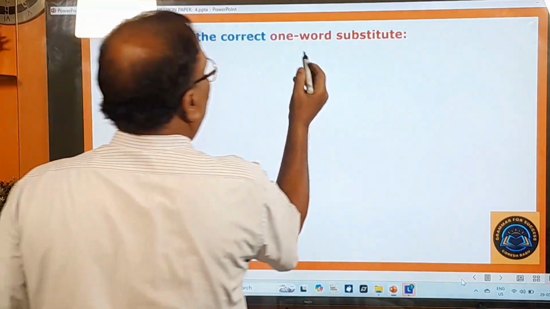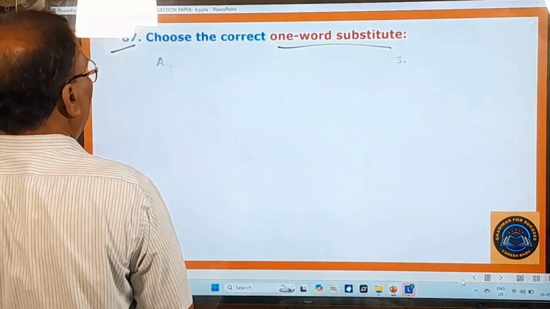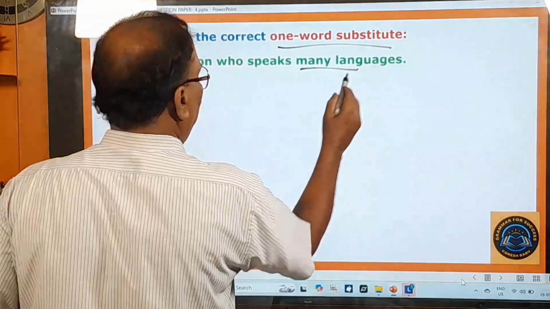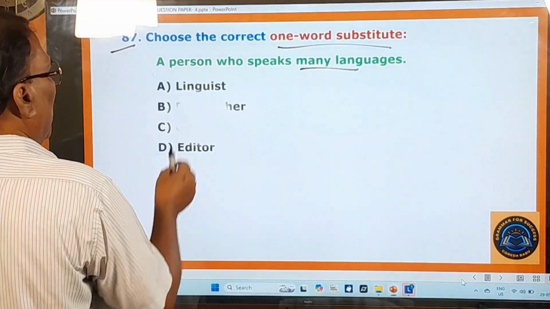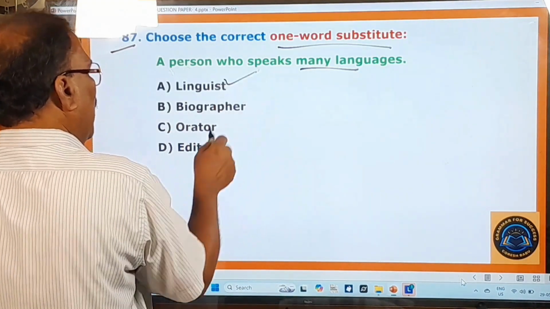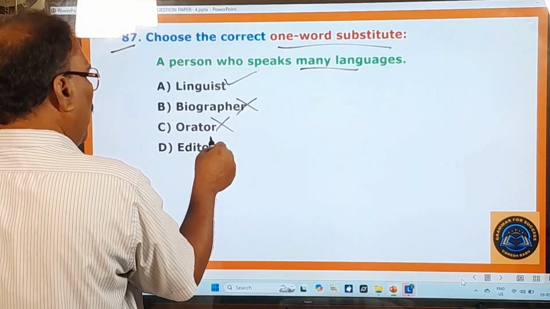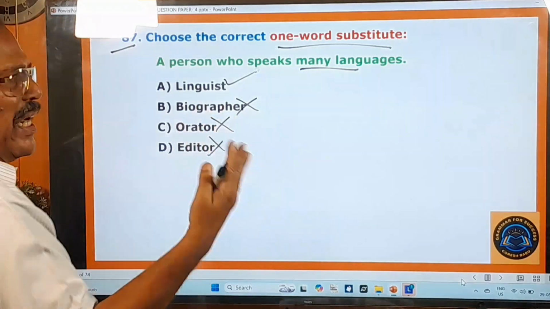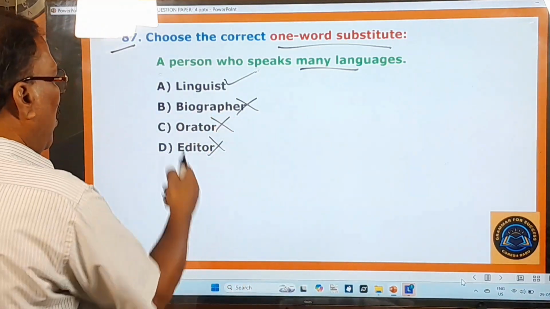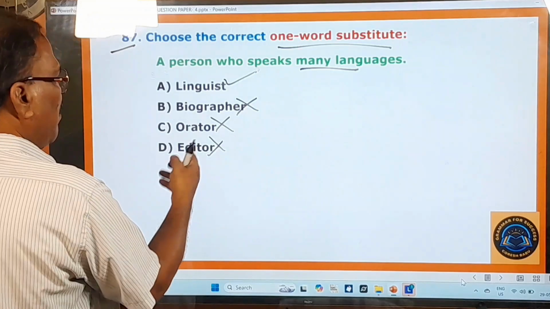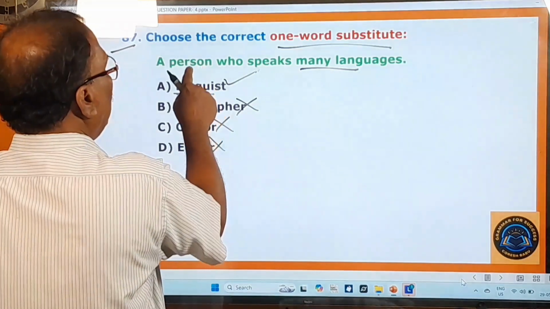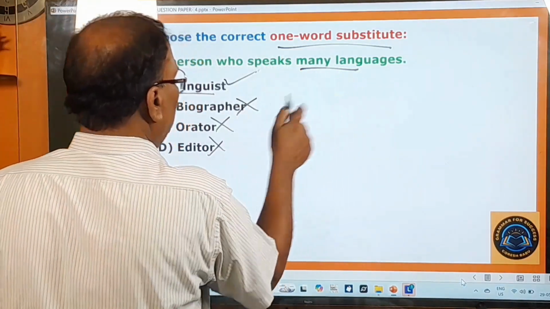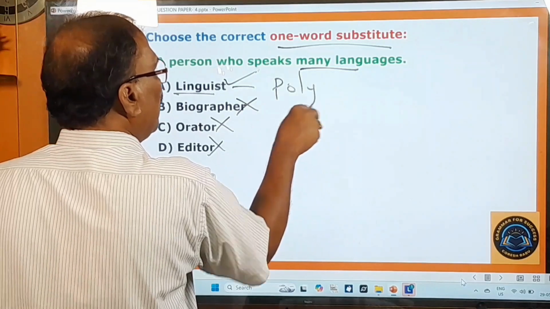87th question. Choose the correct one word substitute. A person who speaks many languages. Linguist, that's the right answer. Biographer, no. Orator, no. Editor, no. Biographer means one who writes the biographies of other people. Orator means a good speaker. Editor means you know very well. Linguist means one who speaks many languages. You can also call him polyglot.